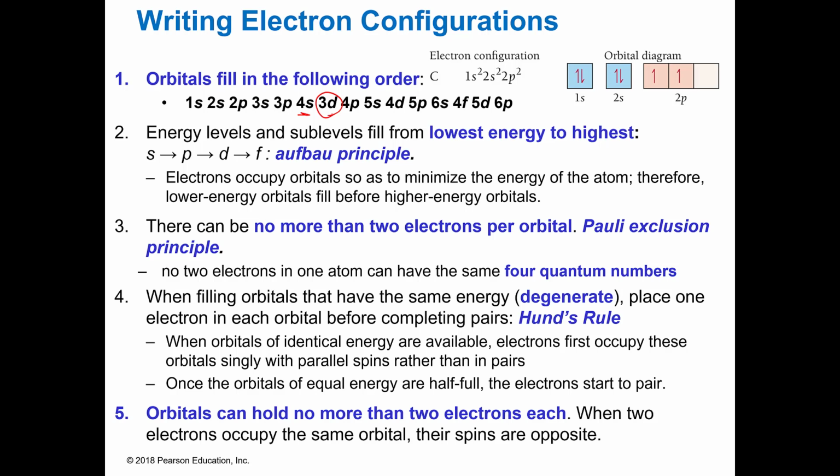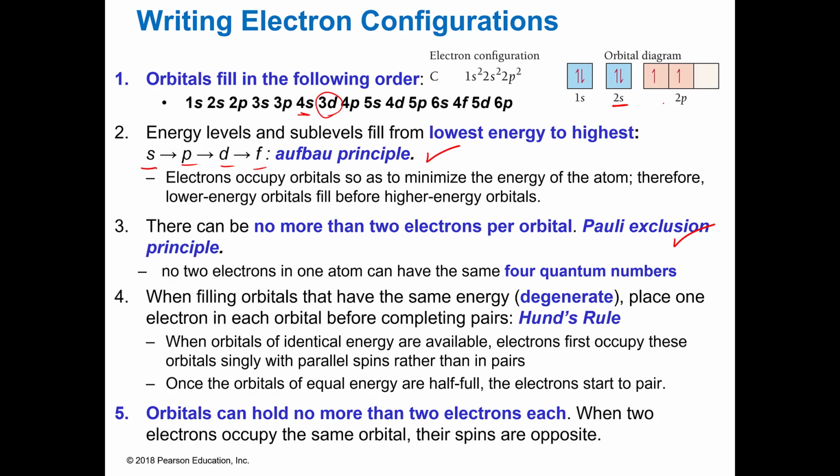All right, energy levels and sublevels fill from lowest energy to highest energy. So they're going to go S, P, D, and F typically. That's your Aufbau principle. There can be no more than 2 electrons per orbital. That's Pauli exclusion, so that's why we only put up to 2 electrons in each one.